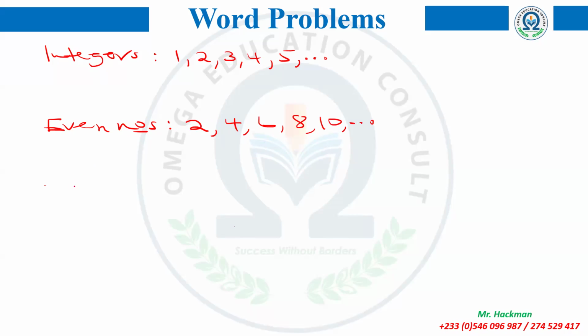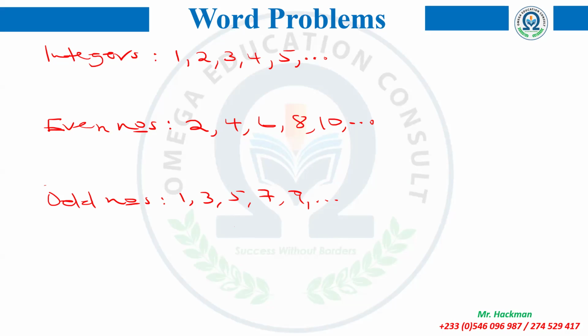Then odd numbers. Odd numbers will be what? 1, 3, 5, 7, 9, ellipses. Is that not it? Very good. Now this is it. I'm just building your foundation, and when you get this, when you are looking at the consecutive integer problems, it will be very easy for you.